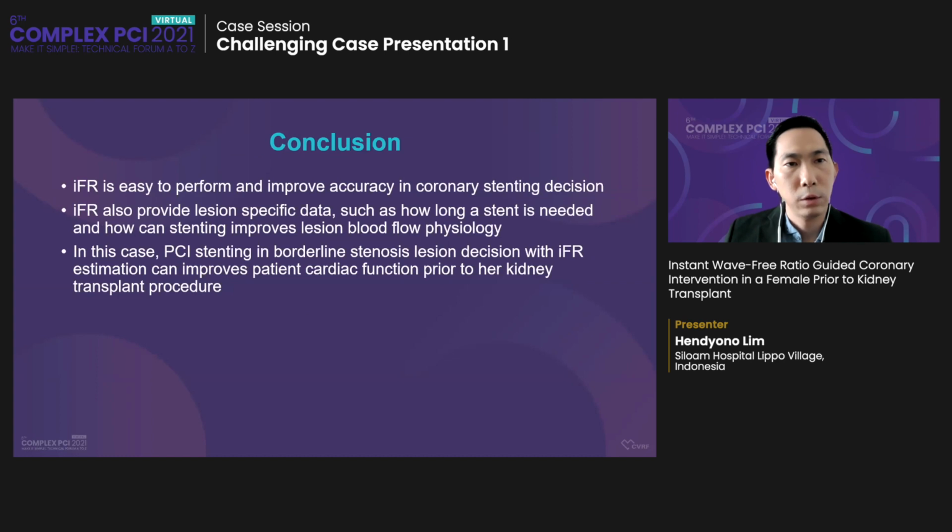The conclusion of this simple case: iFR is easy to perform and can improve the accuracy of coronary stenting decisions. iFR also provides specific data, such as how long a stent is needed and how stenting improves lesion blood flow physiology. In this case, the PCI decision for a borderline stenosis lesion with iFR estimation can improve the patient's cardiac function prior to her kidney transplant procedure. That's all my presentation. Thank you.